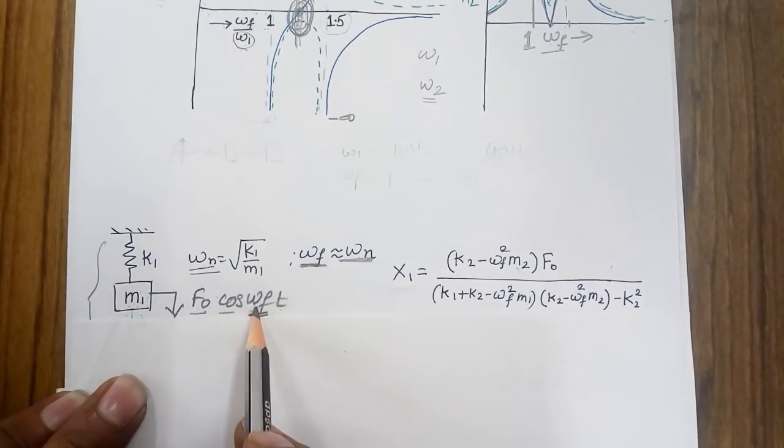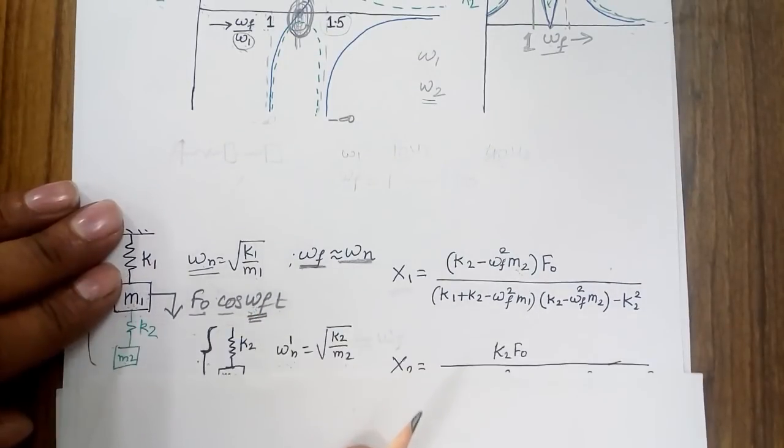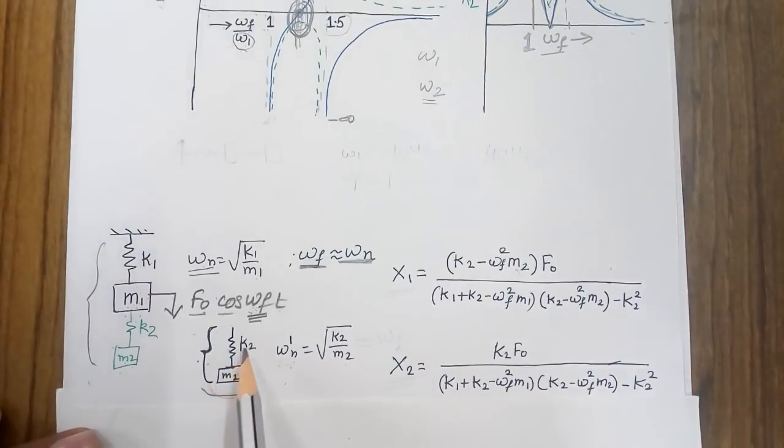Now if I want to design a vibration absorber to reduce the vibration of the parent system when it is excited at omega_f frequency, I will consider a second system of stiffness K2 and mass M2, and the natural frequency of this system will be defined by square root of K2 by M2. Now I don't know what the value of K2 and M2 should be, but my intention is that when I add the secondary system to the primary system, the response of the primary system should become 0 or close to 0.